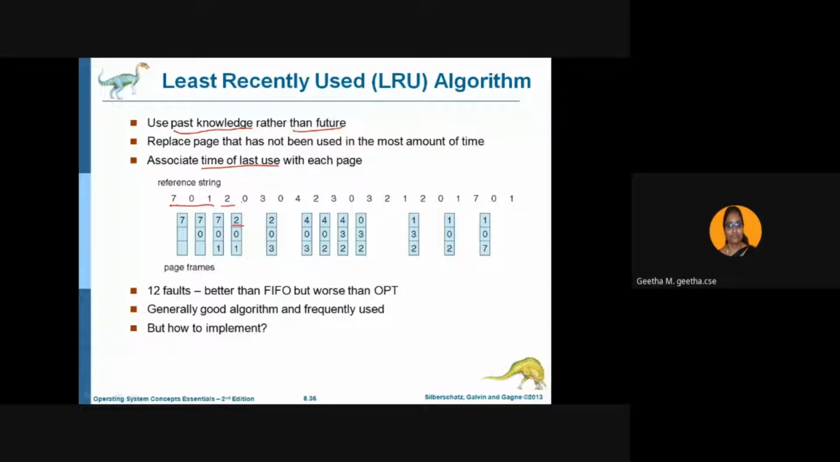Now next consider the page 0. So 0 is again referred here, so it is already available in memory. So now we have to consider that 0 is referred again.